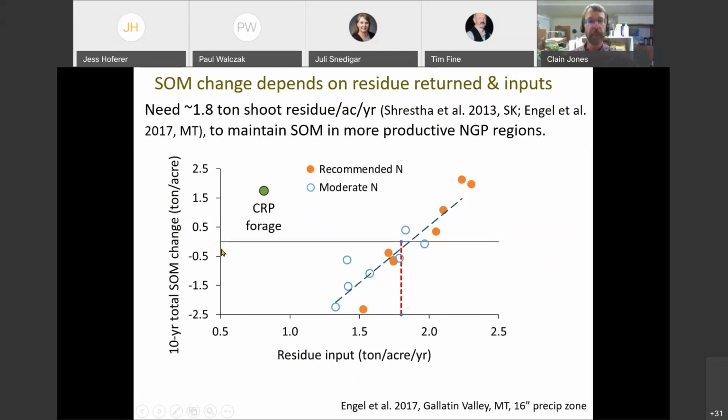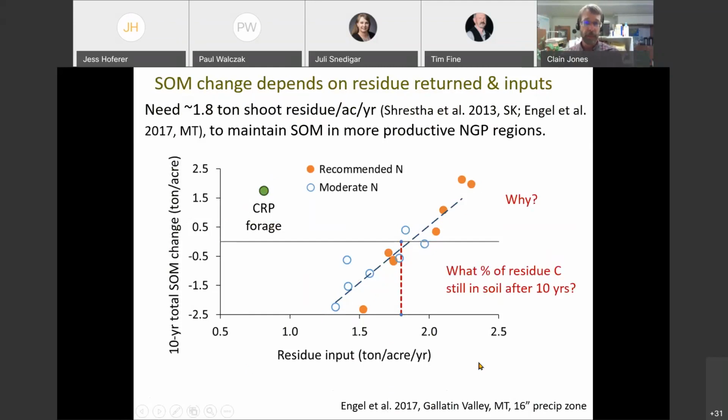What it shows is, except for that CRP system, where a lot of the soil organic matter was created by those deep roots that perennial systems have, this is above ground residue input. The above ground residue input had a very linear response with soil organic matter. So the more residue left behind, the more the soil organic matter built up, and the less that was left behind, the more that soil organic matter actually dropped.